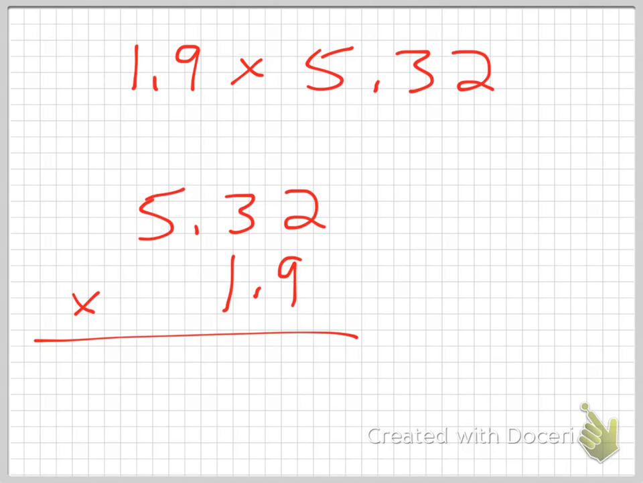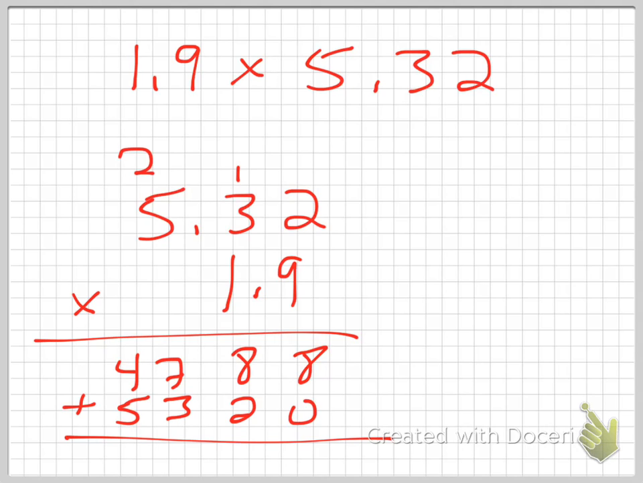1.9. Let's do it. 9 times 2 is 18, 27, 45, 47. Add them up. 8, 10, 11, 10. 10,108. That's what I have. Is that the answer? No. It's decimals. Where am I going to put the decimal? What do I do? What's the procedure here?